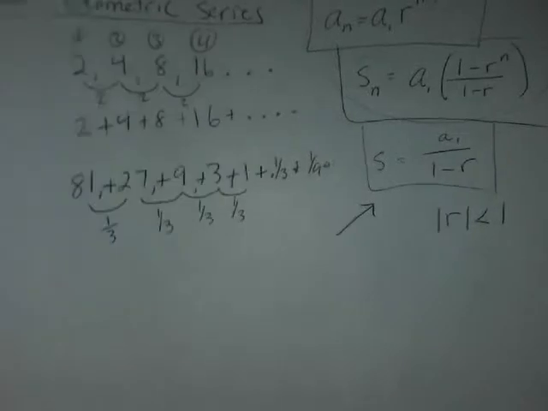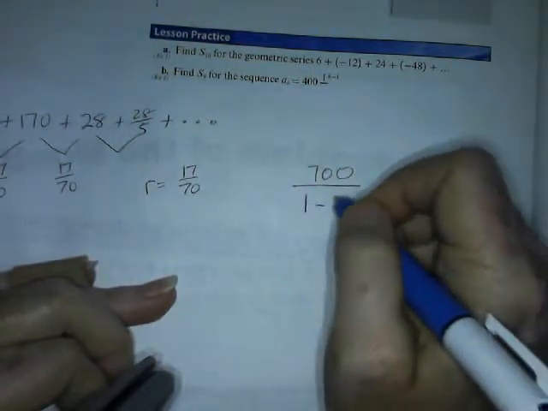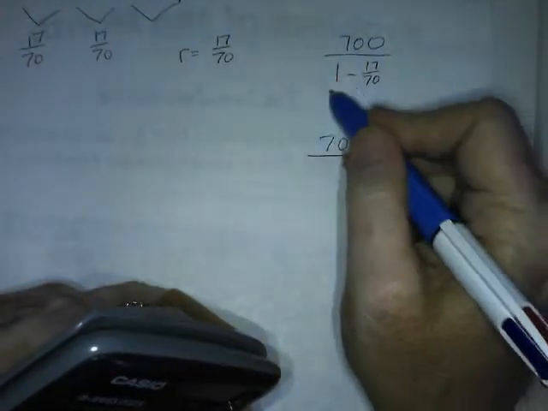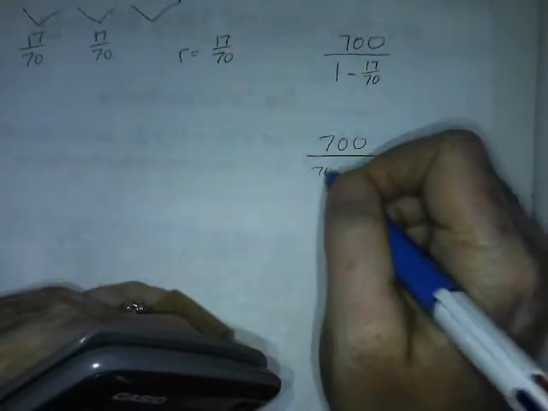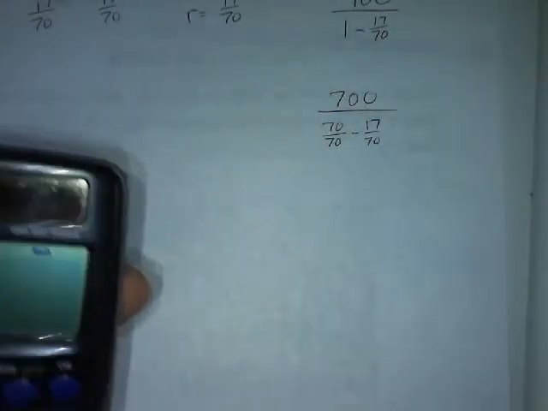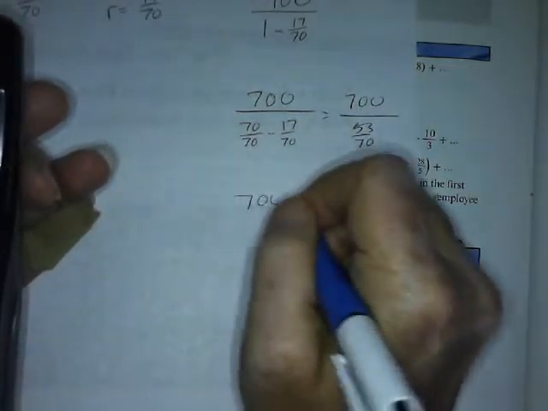That seems pretty easy. I have a sub 1 at 700 over 1 minus r. I'm just going to use my calculator on this again. Well, no, I'm not. 700, and then that's 70 over 70 minus 17 over 70. What's 70 minus 17 though? Let's see, that's 53. 700, and then that's 53 over 70. So that's 700 over 1.